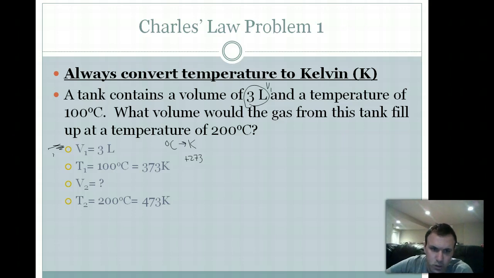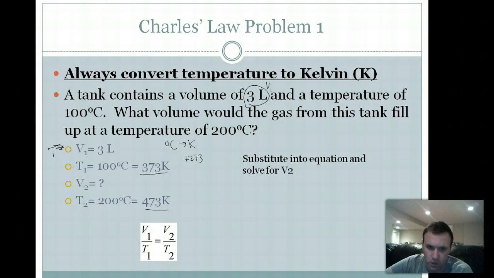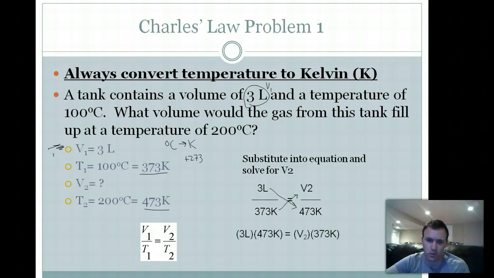You need to be sure that you substitute in that number and that one instead of the Celsius numbers. All right, so it's going to go into that equation, as you see here, and to solve this equation, all you're going to do is cross multiply. So you're going to do 3 times 473, and that equals 373 times our second volume. That's going to look like that without it all solved out for you.